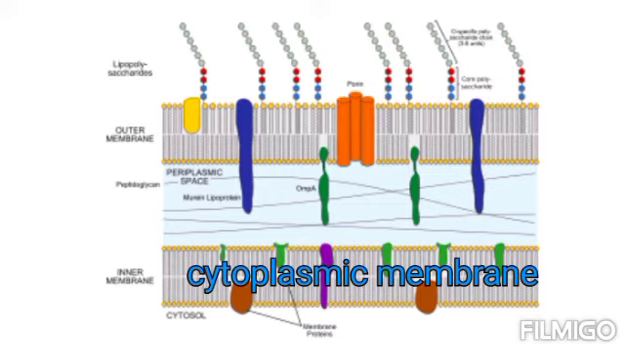Now, the phospholipid bilayer, we know that these phospholipids have two major parts, the head and tail, right? Okay, so this is all about the cell wall of the gram-negative bacteria.